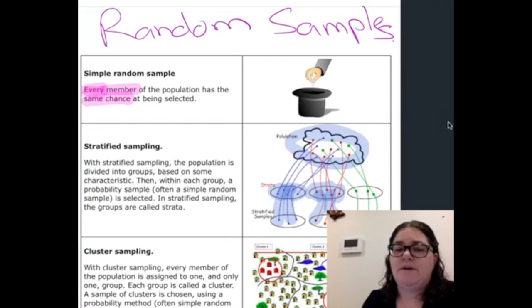So if I separate it into males and females, I separate out the males, and then within the males, I take a simple random sample. All right, so that means our population is divided into these groups, and then within each group, we take a sample, and it's usually a simple random sample. So that's the second method.